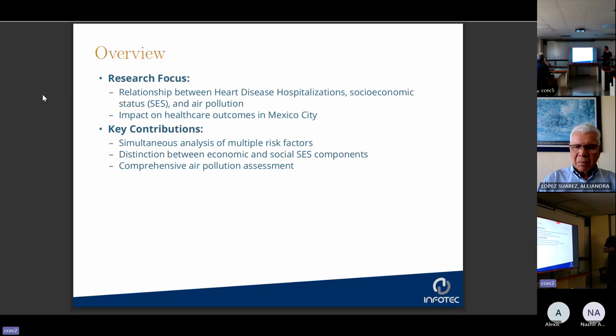So in this work, we are including both air pollution and SES. Also, we are doing a simultaneous analysis of multiple risk factors, and we are trying to distinguish between economic and social components in order to distinguish which one is the most important in each disease. We are also including multiple air pollutants in our study. Usually, many studies only include particulate matter. We include all pollutants reported by Mexico City.